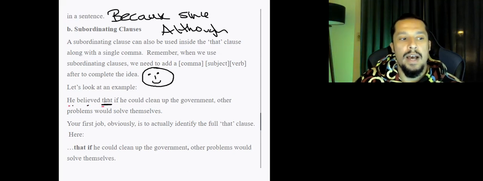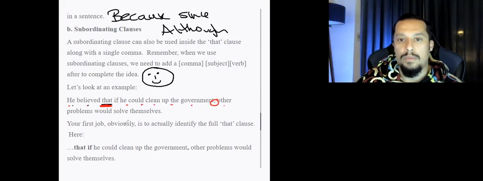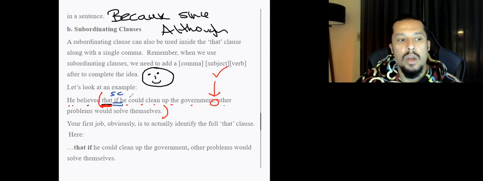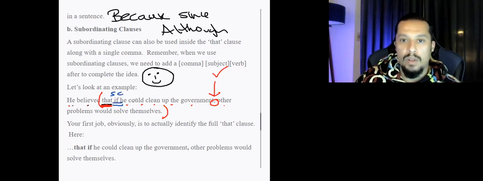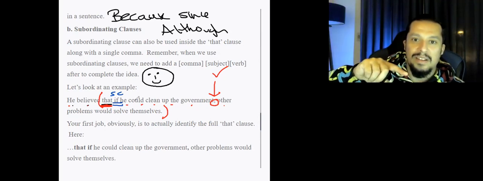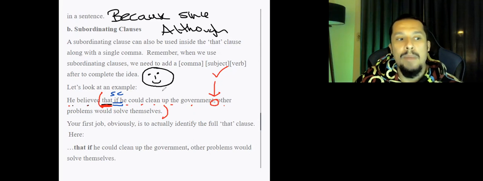He believed that if he could clean up the government, comma, other problems would solve themselves. You see this example here? There is one comma here and it is acceptable. Why? Because we said we can put a subordinating clause inside the that relative clause. You see a clause inside of a clause, right? So we treat it as a regular subordinating clause.